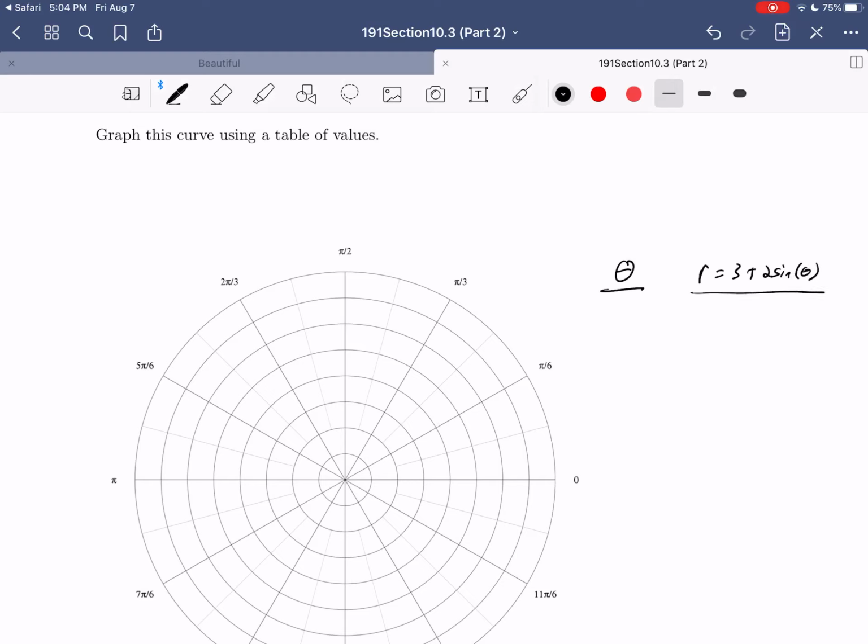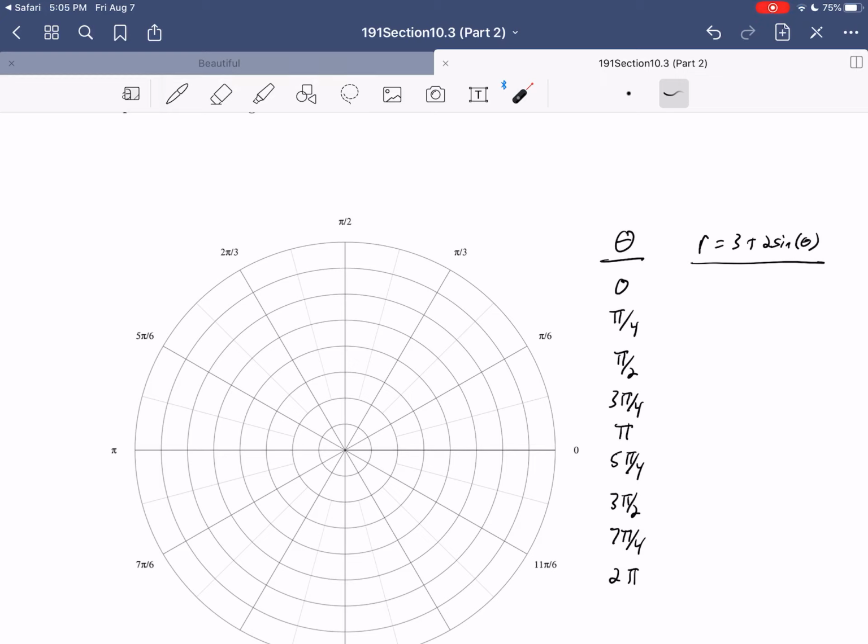Let's do the same sort of trick. Let's just do 0, pi over 4, pi over 2, 3 pi over 4, pi, 5 pi over 4, 3 pi over 2, 7 pi over 4, 2 pi. Remember, when making a table of values, you can choose anything you like, but you want to choose something that's relatively easy to plug in, and certainly plugging in multiples of pi over 4 into a trigonometric function is very straightforward. So if we plug in 0, we're going to get 3.